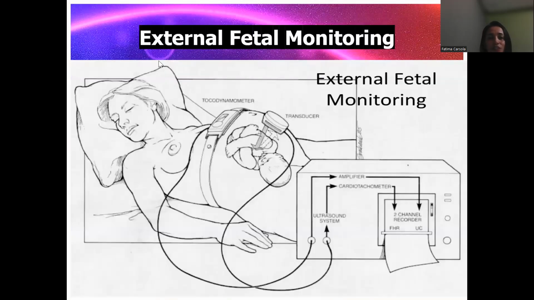So this is the external fetal monitoring. This is how they do the NST. We have 3 transducers. In the internal fetal monitoring, we call them electrodes, but for this one, we call them transducers.